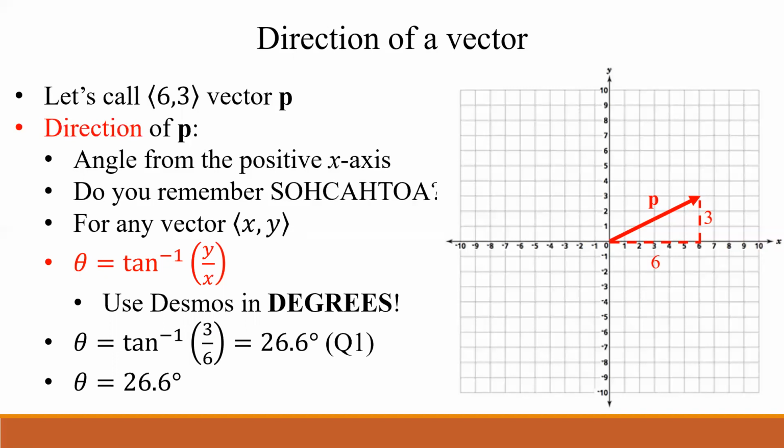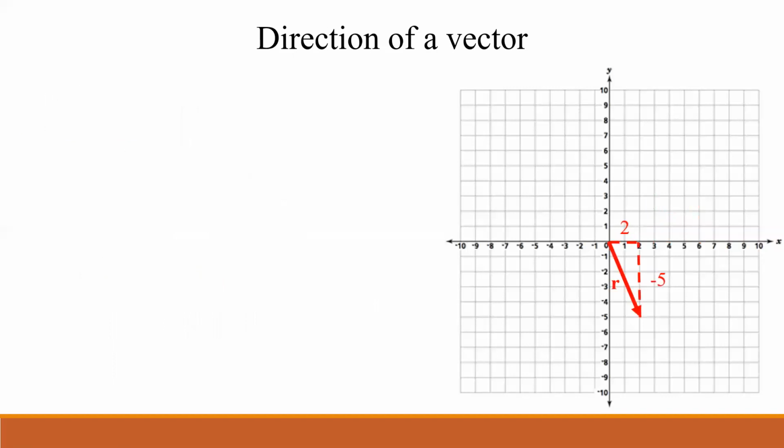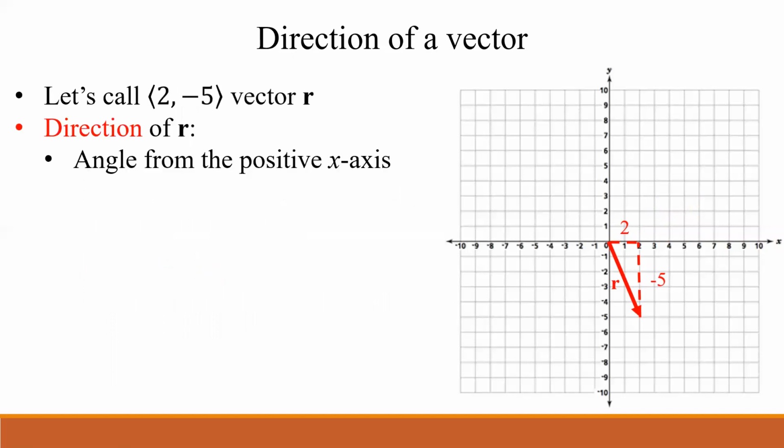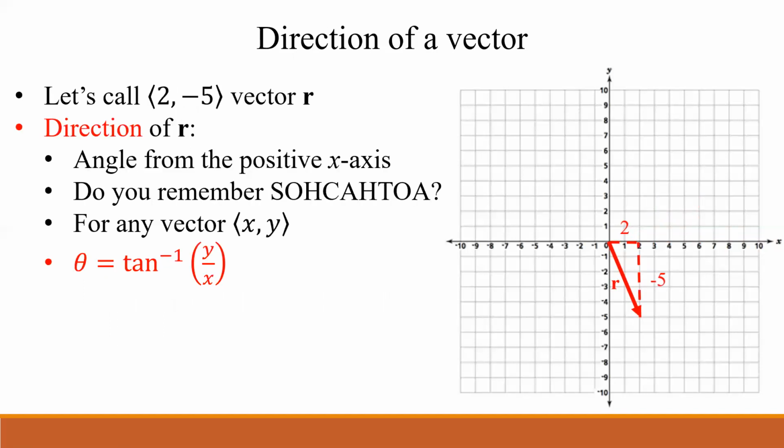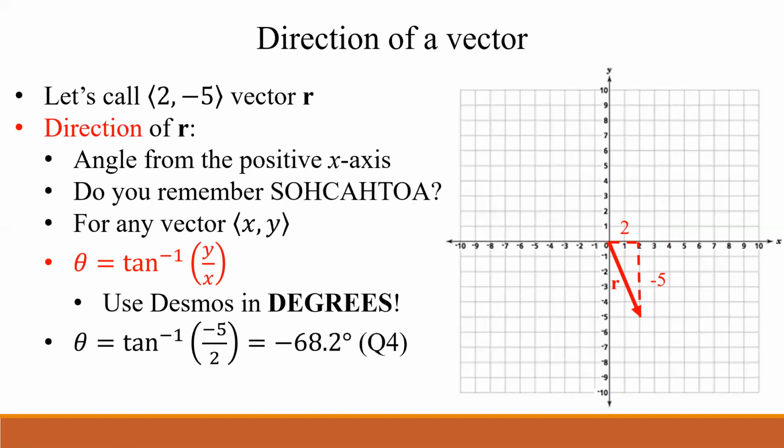How about my second vector, my vector r that I had a second ago, that 2, -5? Well, if I want to find the direction, again, it's the same thing. Okay, so inverse tangent y over x, make sure you're in degrees. Pop that in the calculator. So the calculator in this case gives you -68.2 degrees. And that's that angle kind of going backwards down from the x-axis.